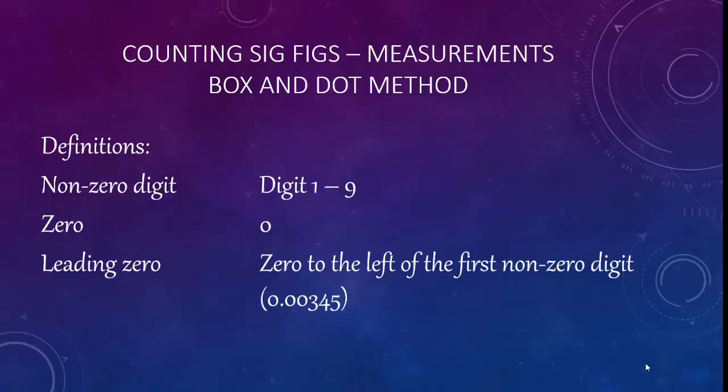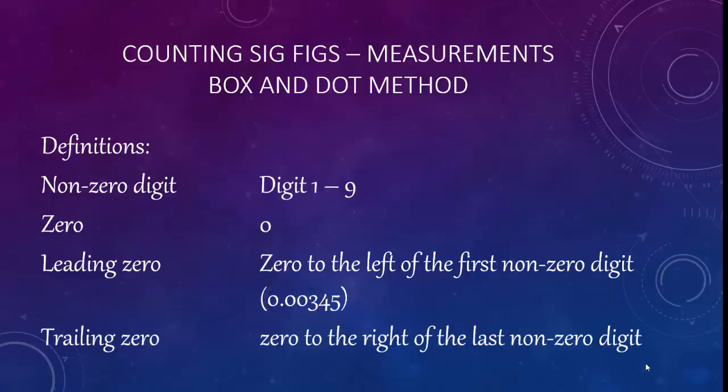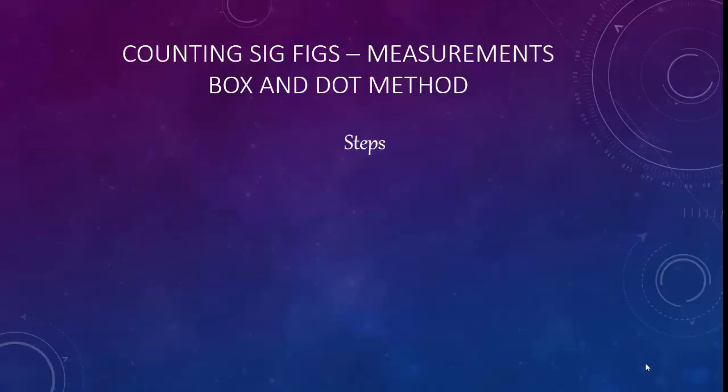So for this number, these 3 zeros are leading zeros because they are to the left of the 3, which is the first non-zero digit. A trailing 0 is a 0 to the right of the last non-zero digit. So for this number, the 0 between the 6 and the 5 is not a trailing 0, but the 2 zeros after the 5, which is the last non-zero digit, are trailing zeros. With those definitions, we can go to the steps, and we'll use a measurement, and I'll show you how to do it step by step by step.